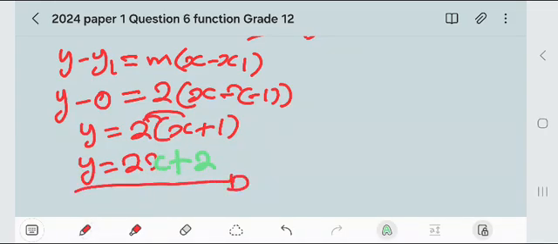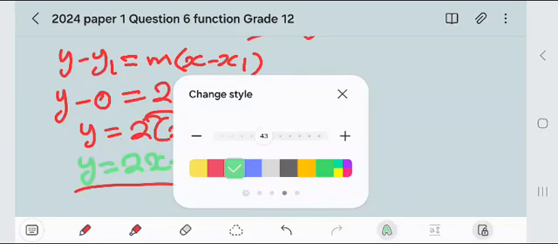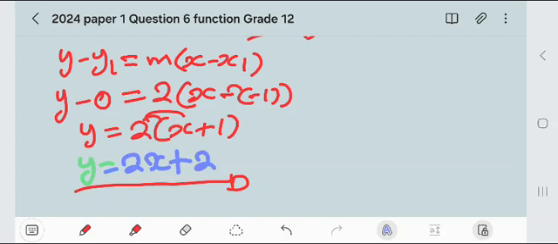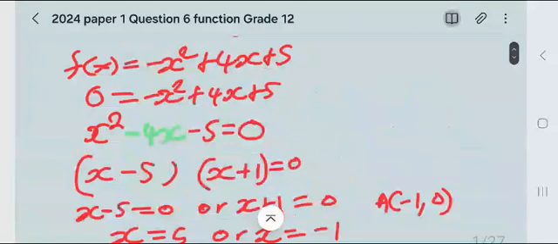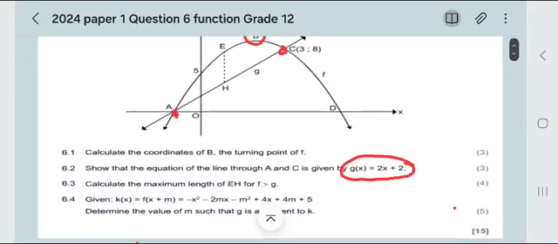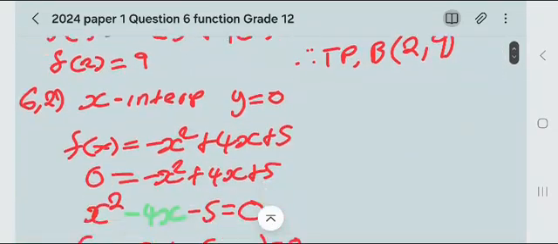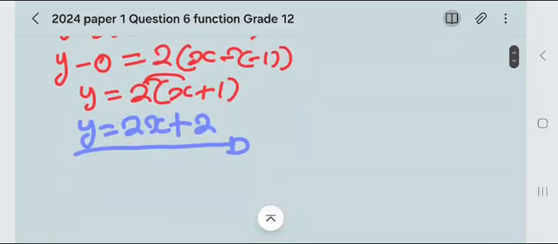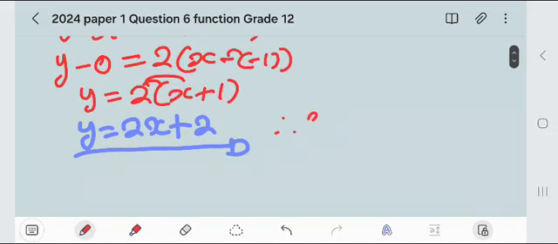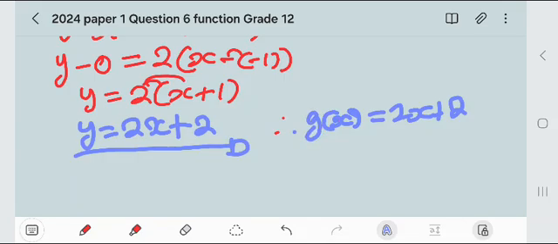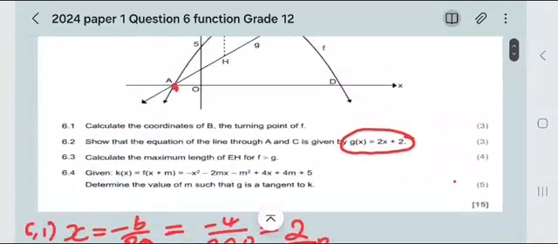So we have proven what they said we should prove. This is what they wanted there. We have shown that g of x is equal to 2x plus 2. You can say therefore g of x, as they've written there, is equal to 2x plus 2. So that is how we go about it.